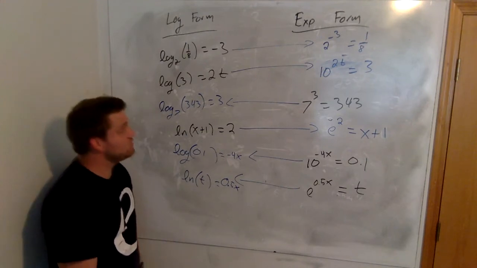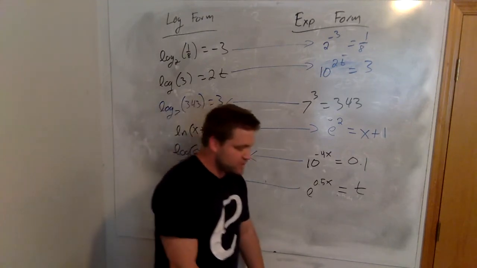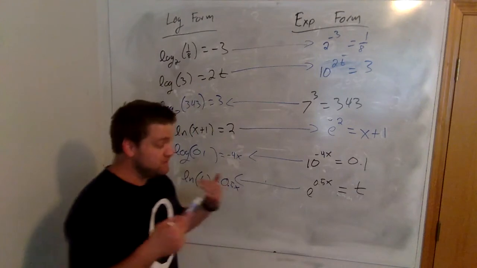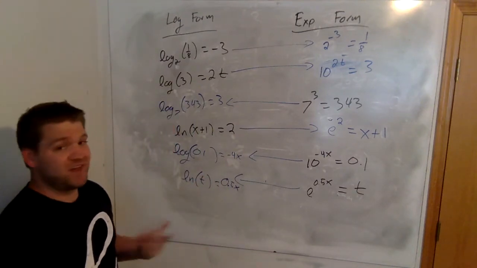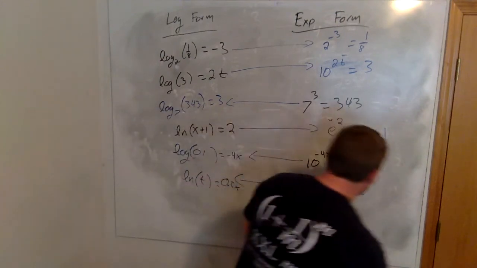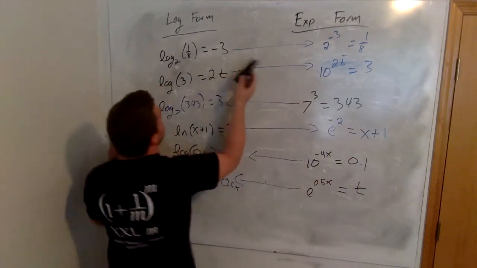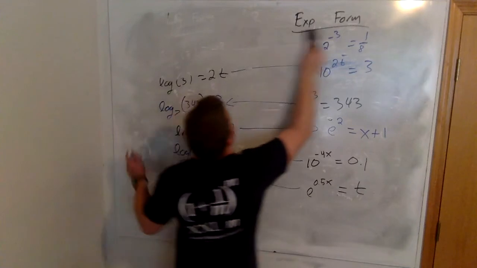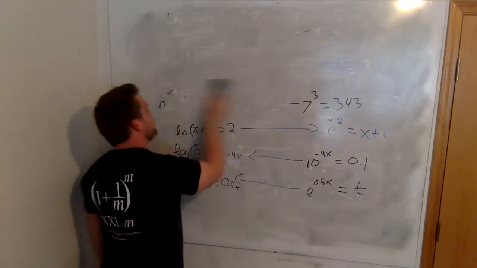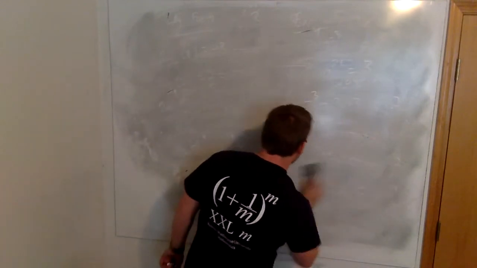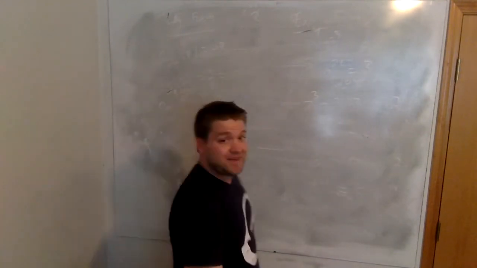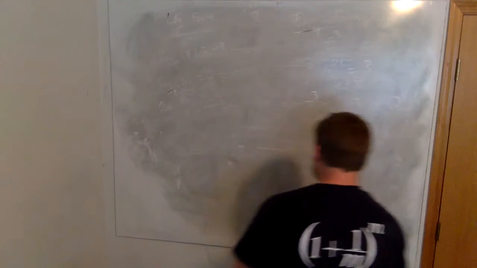Now, while it's great to be able to switch forms like this, what's really going on behind the scenes when you're switching forms is you're just applying the inverse function to both sides. So let me show you what I mean. Why is this switching forms working, rather than just reading or understanding in English what a logarithm means? When you're switching forms, you're really just applying the inverse function to both sides. Let me show you what I mean.